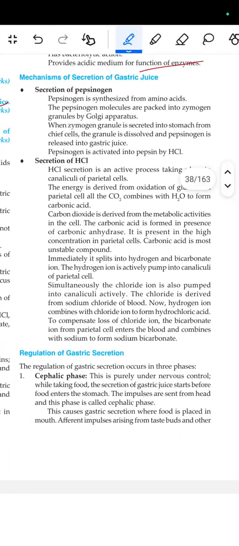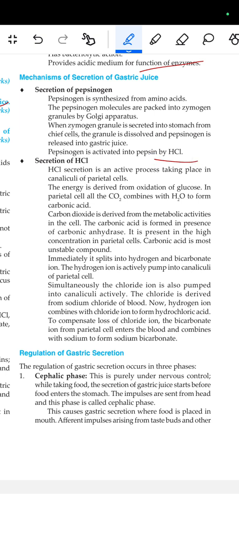Next, the mechanism of the secretion of the gastric juice. The secretion of pepsinogen: pepsinogen is synthesized from amino acids. The pepsinogen molecules are packed into zymogen granules by the Golgi apparatus. When the zymogen granules are secreted into the stomach from the chief cell, the granule is dissolved and pepsinogen is released into the gastric juice. Pepsinogen is activated into pepsin by the HCl.